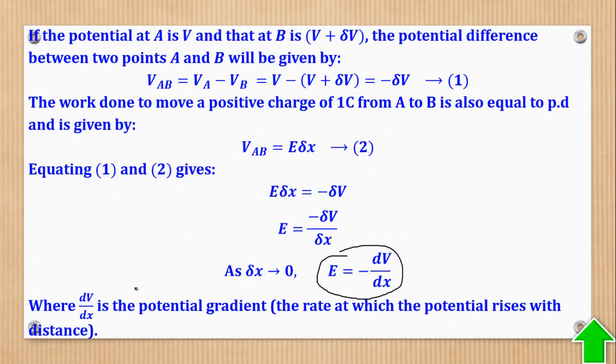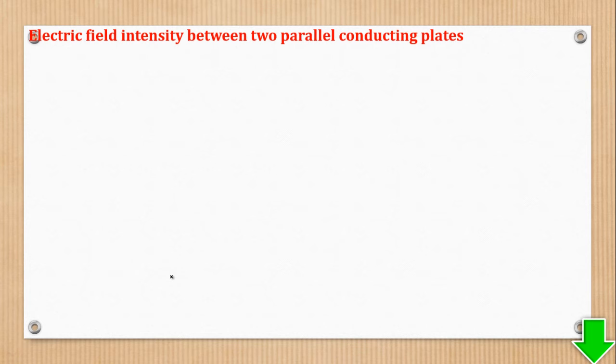So dv dx is what we call the potential gradient, and it is the rate at which potential rises with distance. So basically this is the relationship we wanted, and now we can go ahead to get the formula of electric field intensity between two parallel conducting plates.